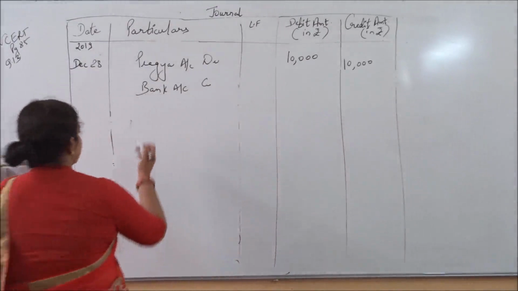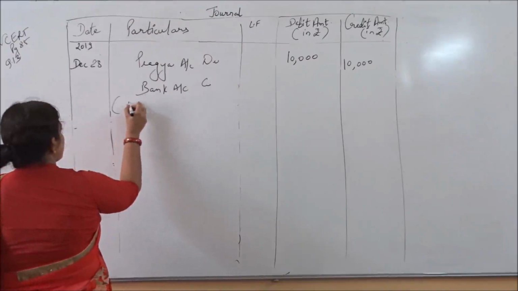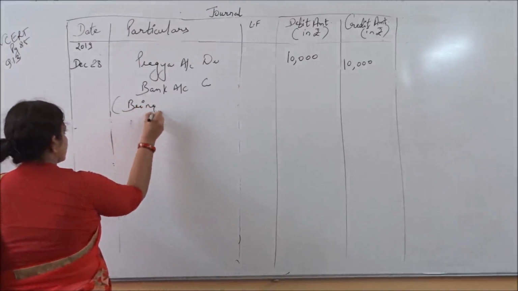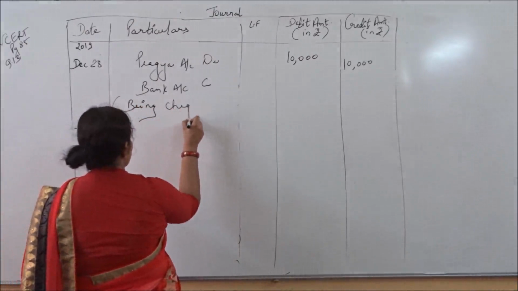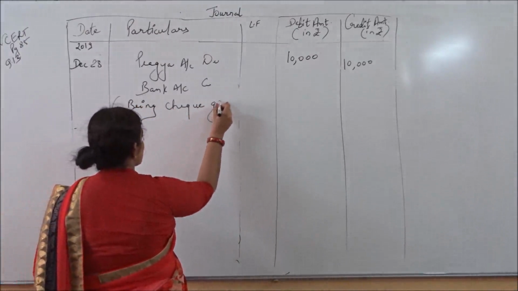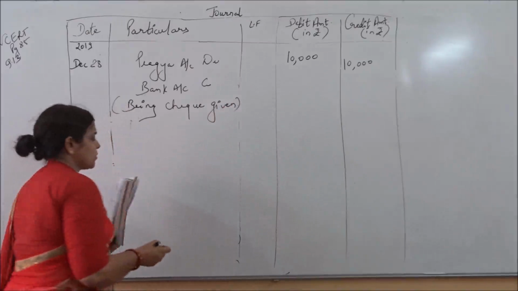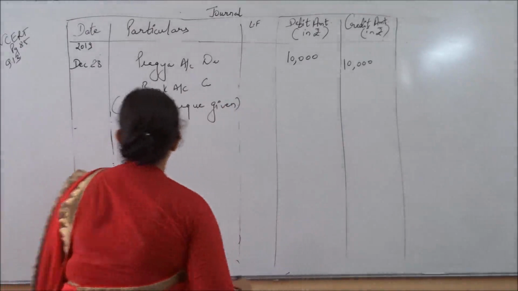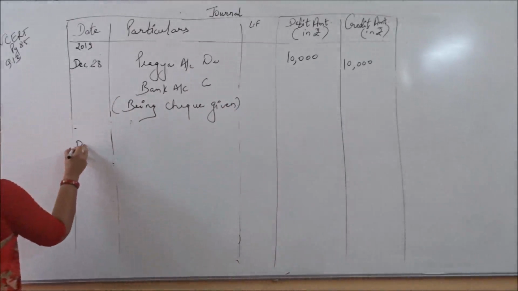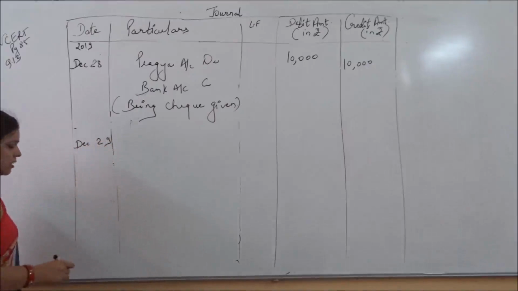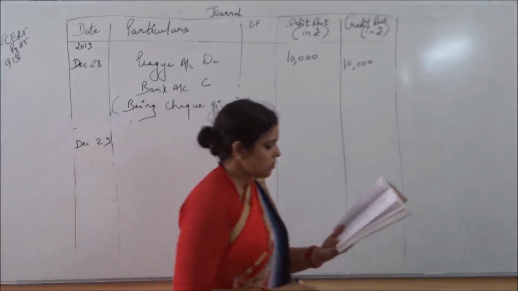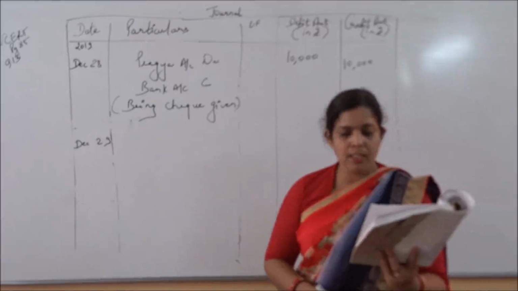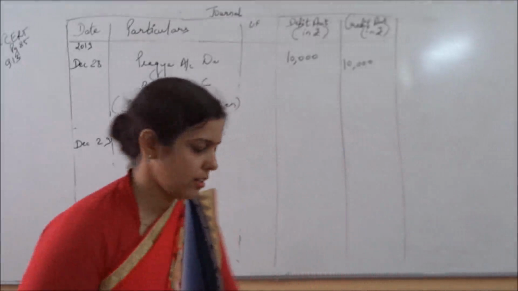Okay. Write the narration. Being check given. Being check given to Pragya. Now next transaction, December 29. What is the transaction? See, paid telephone expenses by check 1200.